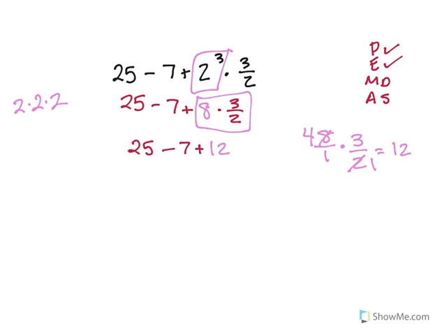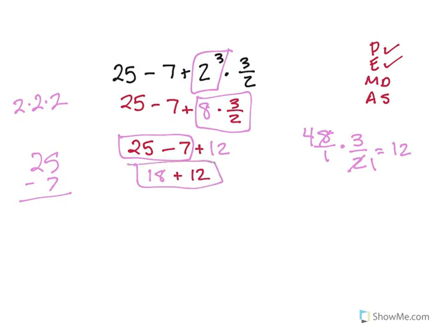Okay, now I'm going to copy everything else. Now I have 25 minus 7 plus 12. I'm done with multiplication and division. I see subtraction first, so I'm going to do that first. And 25 minus 7 is 17. No, it's not. 25 minus 7 would be 18. Plus 12 is what I'm left with. And then 18 plus 12, that's all I've got left. That's going to be 30.